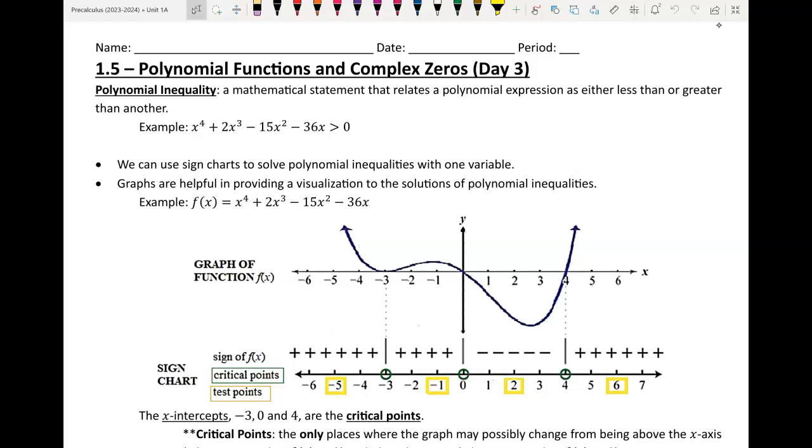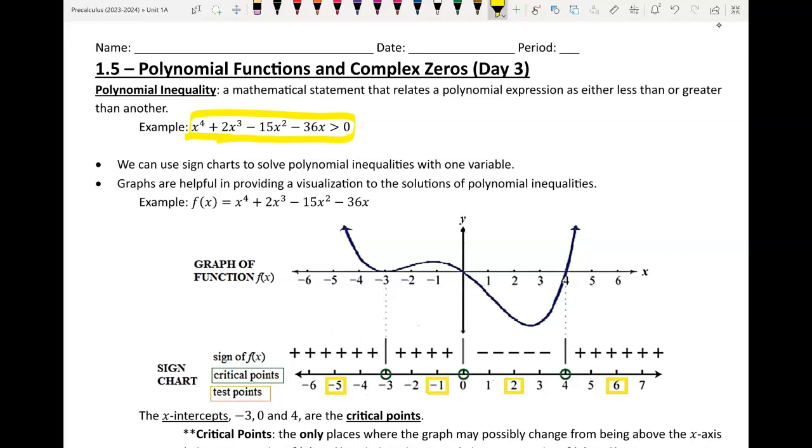So a polynomial inequality is a mathematical statement that relates a polynomial expression as either less than or greater than another polynomial expression. So for example, we see this one right here. We see that polynomial expression is greater than 0. Now you might be saying, but there's not another polynomial expression there. But remember, a constant like 0 is a polynomial expression of degree 0.